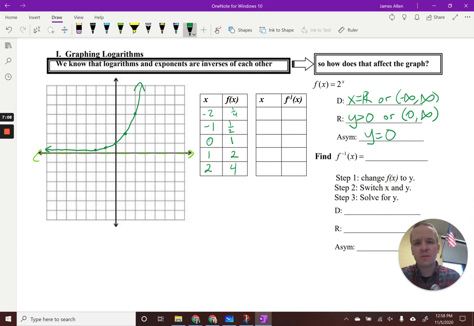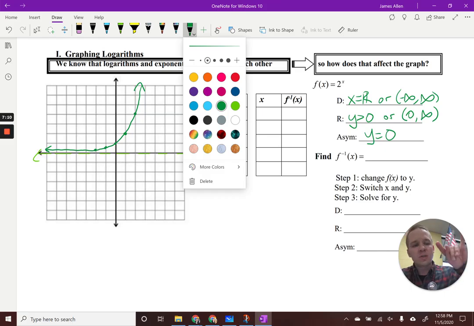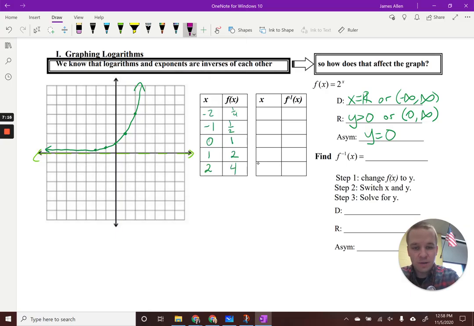Now we want to find our inverse. So how do we go about finding our inverse? Well, as we said, we want to switch our x's and y's, so we're going to do that when trying to find our inverse as well. So I'm going to start with, instead of y equals 2 to the x, we're going to have x equals 2 to the y. That is a goofy looking 2 and equal sign. Let me try that again. That's a little better.